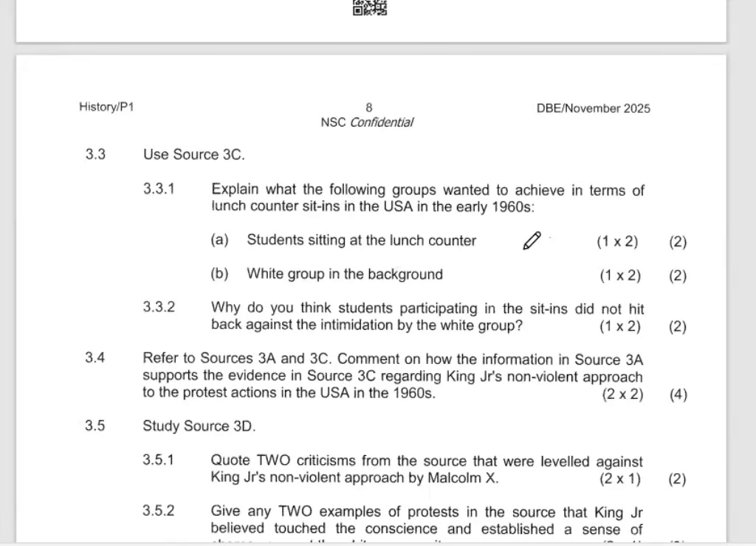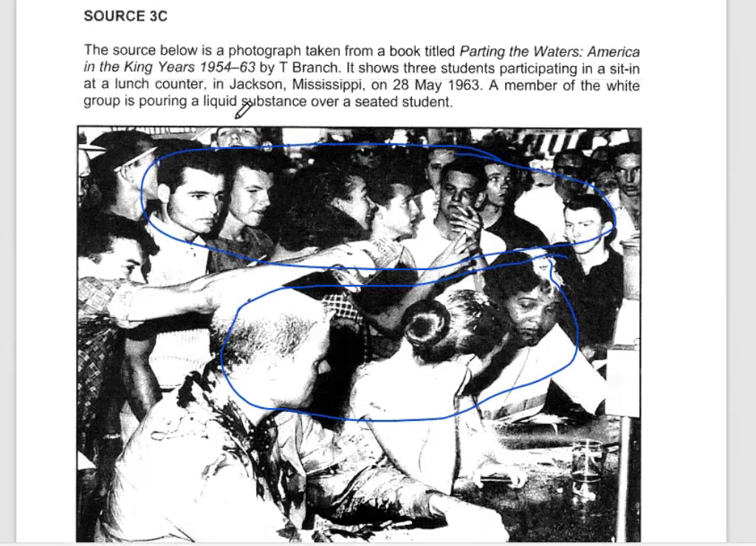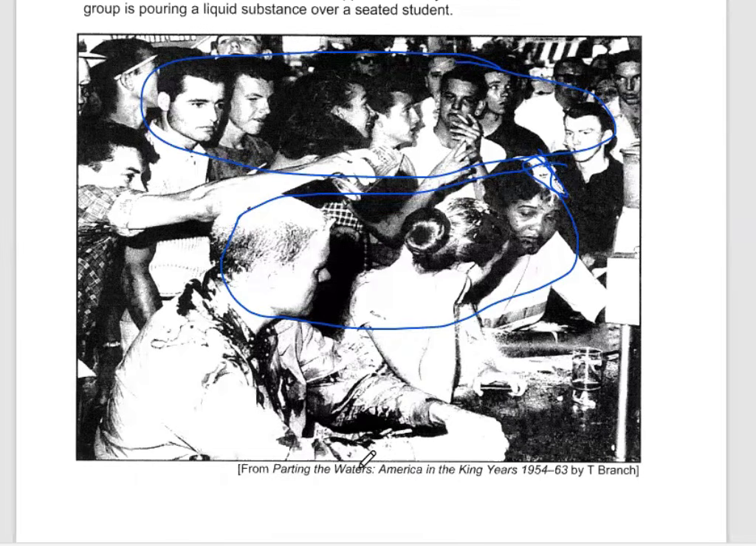Students sitting at the lunch counter and a white group in the background. Let's look at the addendum and look at those two groups. We look at these three guys who are seated, who are having a sit-in, and also at this group of guys who are standing and pouring a liquid substance. Here you can see on this guy. Right. What did they want to achieve?